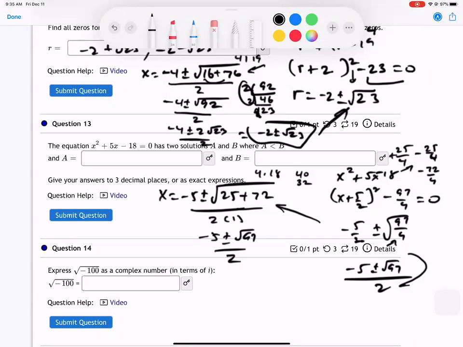Okay, so I would say fractions are on par, if not, in my mind, slightly faster than the quadratic formula.